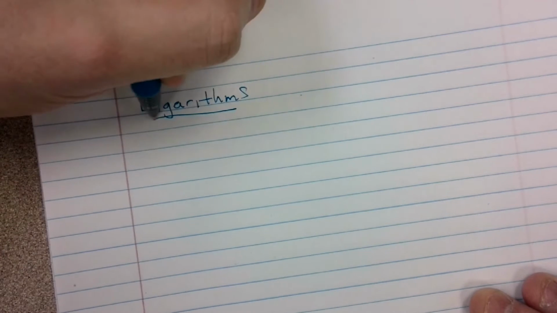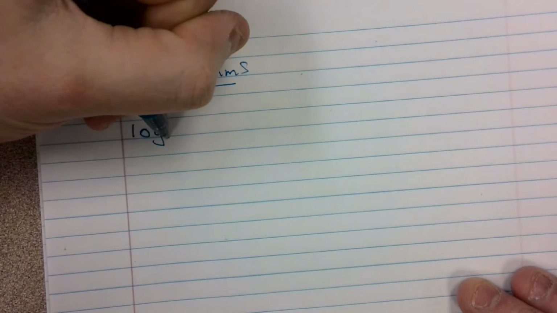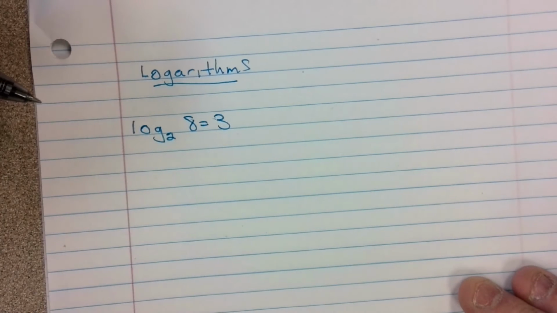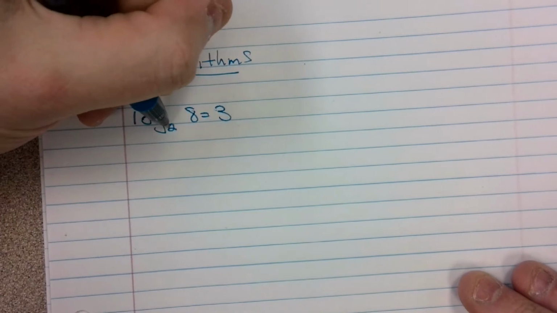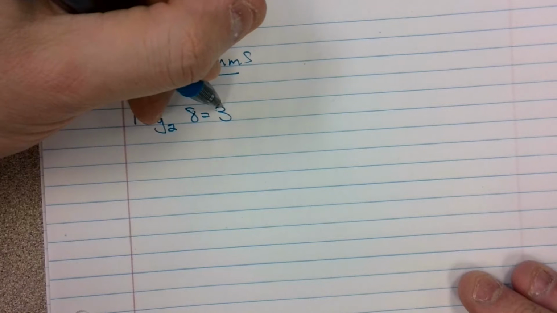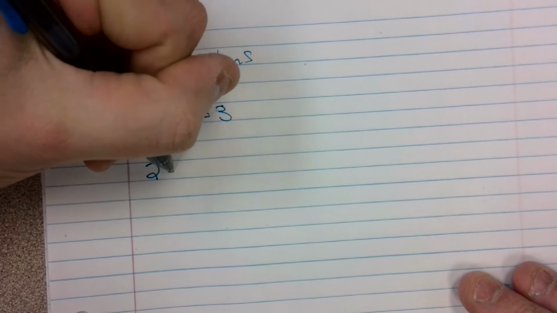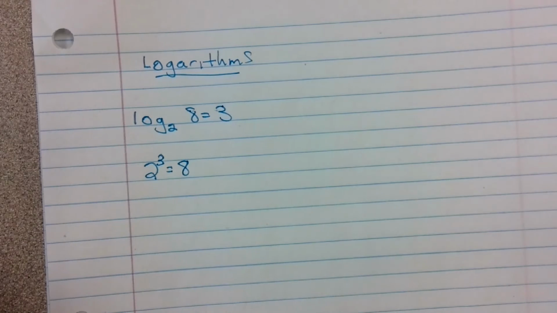So Wednesday's lesson is going to be all about logarithms. The key thing I want to talk about with logarithms is we're looking for exponents. So let's look at this problem right here. The logarithm in base 2 of 8 equals 3. And the reason for that is because I can take this number 2, raise it to the third power, and get an answer of 8. So we're going to say 2 to the third equals 8.